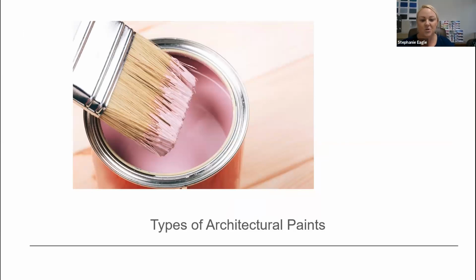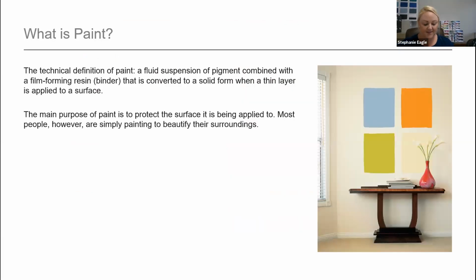So, types of architectural paints. What is paint? The technical definition is that paint is a fluid suspension of pigment combined with film-forming resin, which is the binder, that is converted to a solid form when a thin layer is applied to a surface. In layman's terms, paint is liquid. In order to be applied to the surface, it must be in liquid form. And when it dries, it leaves behind the color and the sheen. The main purpose of paint is to protect the surface that it is being applied to. Most people, however, are simply using paint to beautify their surroundings.